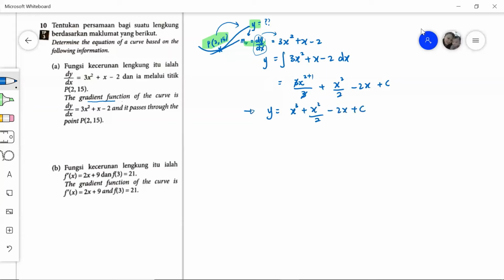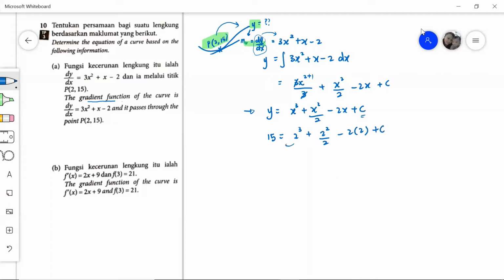However, this equation is incomplete because we have a constant here. This constant must be found. So how? We substitute the point P into the equation. Every time I see y, I replace it with 15, and every time I see x, I replace it with 2. So we have 2 cubed plus 2 squared over 2 minus 2 times 2 plus c.